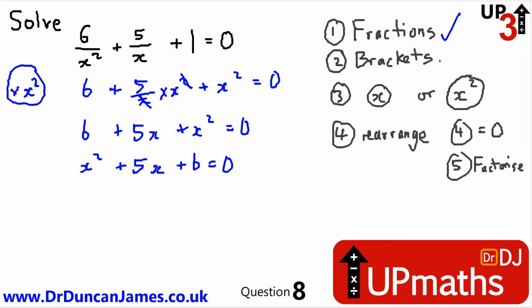Anyway, so that's now fractions, and the brackets are dealt with because there weren't any brackets. It looks like it's an x squared because I can see an x squared. I need to make it equal to 0. Oh, it's already equal to 0. I need to factorise it. Let's have a go.